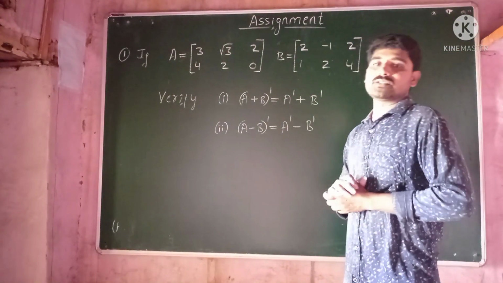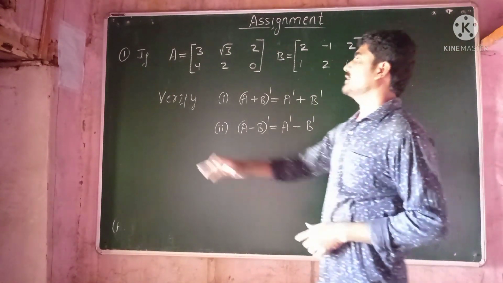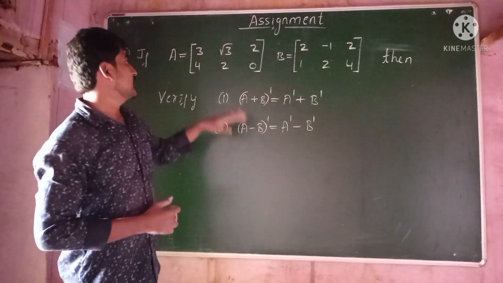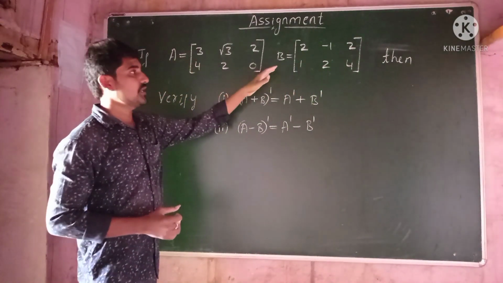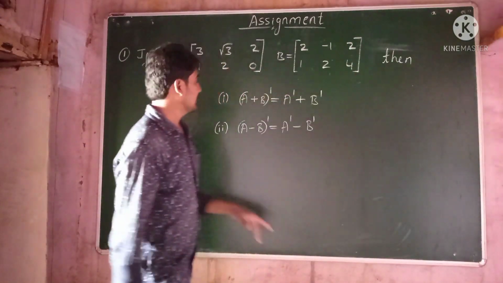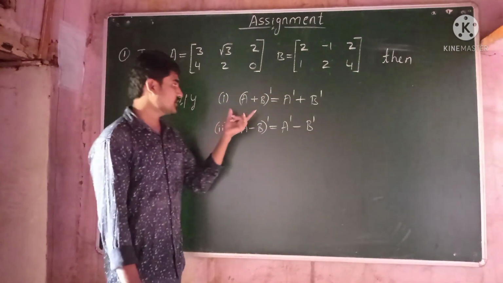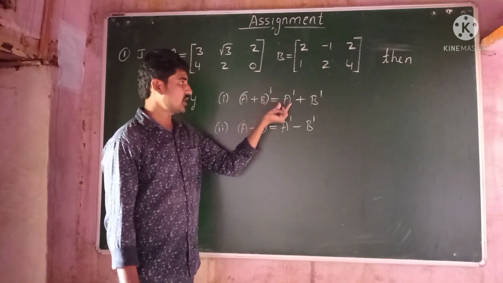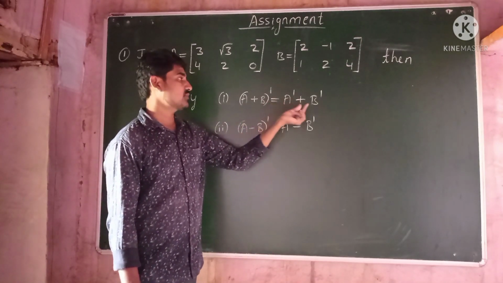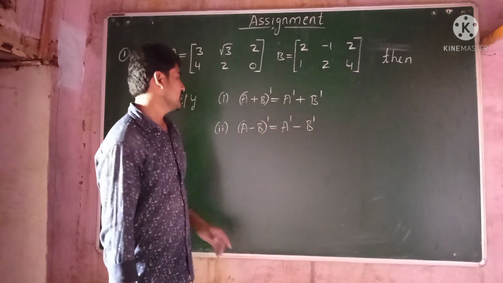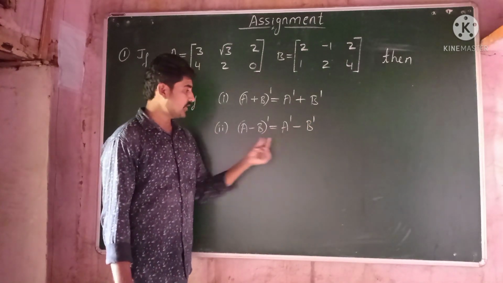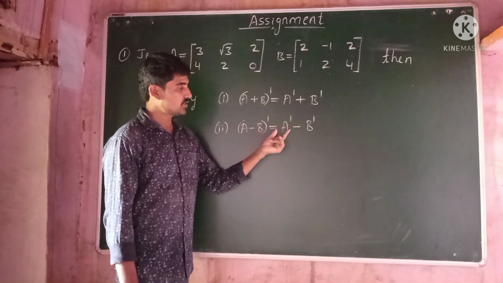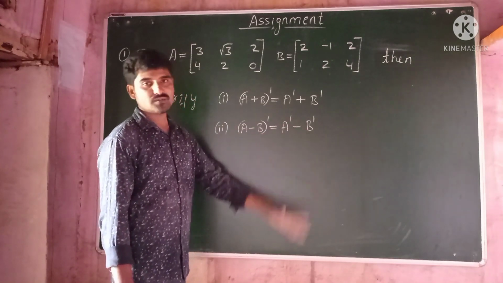I hope all of you understood today's class. So for that, take this question as your assignment. Here he has given two matrices A and B, and we need to verify these two equations. The first equation is: transpose of the matrix A plus B is equal to transpose of the matrix A plus transpose of the matrix B. And the second one is: we need to verify that the transpose of the matrix A minus B is equal to the transpose of the matrix A minus the transpose of the matrix B.